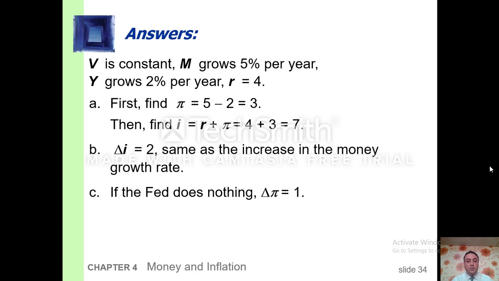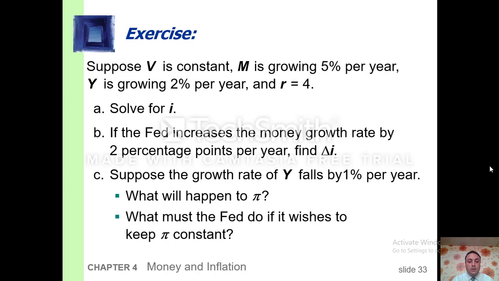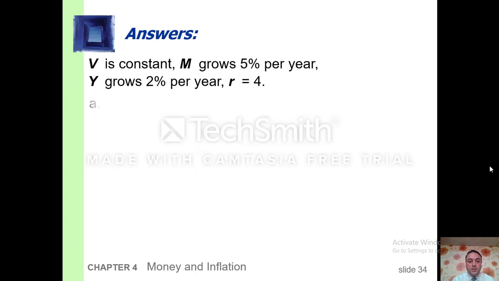The third question was, suppose that the growth rate of Y falls by 1% per year. If the growth rate of the output falls by 1%, what will happen to the inflation rate? So the growth rate is 2%, as we see. So what will happen? The inflation rate will be 5 minus 1 instead of 2, because the growth rate will fall by 1, so it will be 1% instead of 2%.